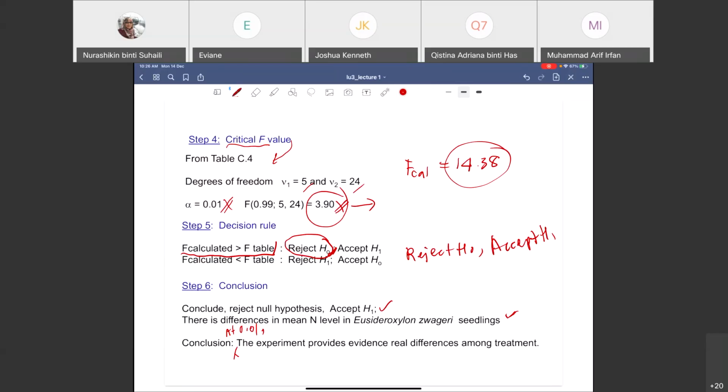Can you guys go to your Elite if you have data? I have uploaded the questions on Elite. You can see additional exercises, LU3 lecture 1. I think there are 4 questions, not mistaken. How many questions? 1, 2, 3. Oh, 3 questions. So I need 3 volunteers next week to teach your friends how to do it.